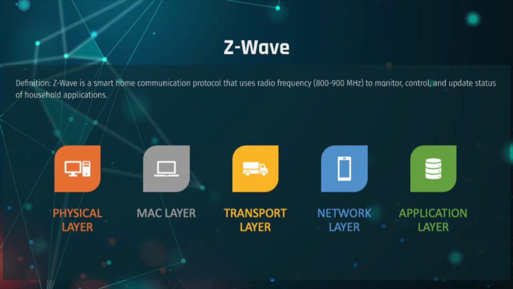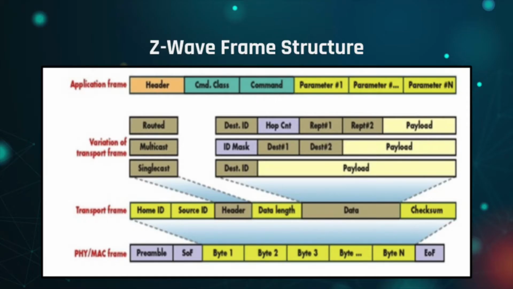The network layer handles the transmission of a frame with correct repeater list, scanning of network topology, and maintenance of routing table in the controller. Lastly, the application layer is responsible for decoding and execution of commands in a Z-Wave network. The frame format used in the application layer consists of single or multicast, broadcast frame header, application command class, application command, and command parameter of 1 to X. The Z-Wave frame structure is shown here, which consists of the formatting of the application frame, the transport frame and its variations, and the physical and MAC frame.